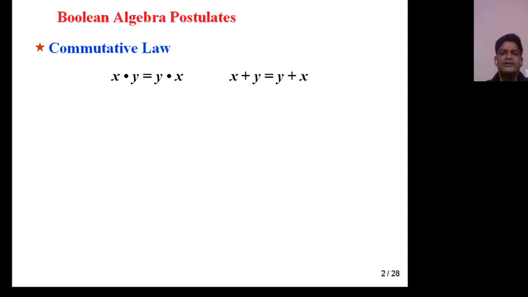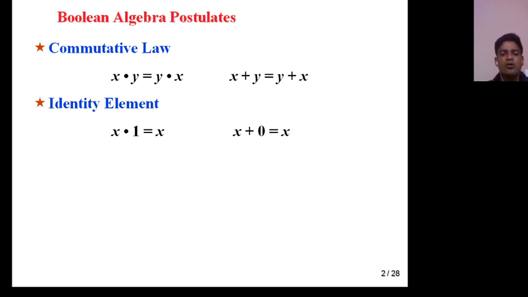In last class, we discussed about duality theorem. So always there are 2 expressions. In duality theorem, change plus by dot, dot by plus, 1 by 0, and 0 by 1. So next is x plus y equal to y plus x. Next one, your identity element.